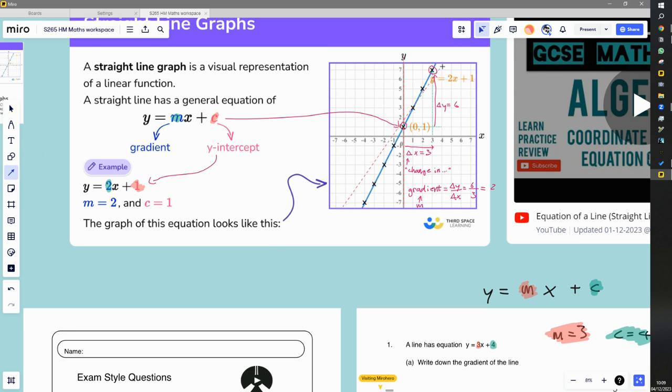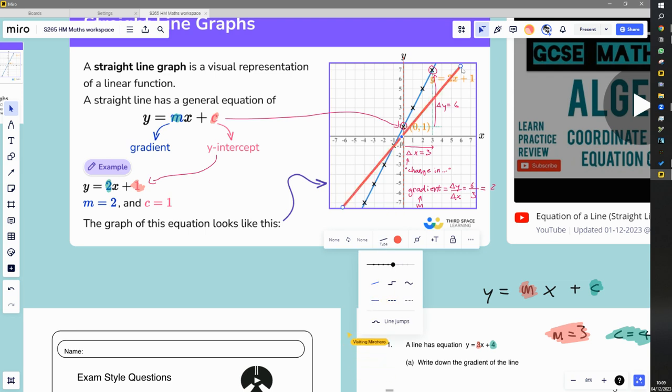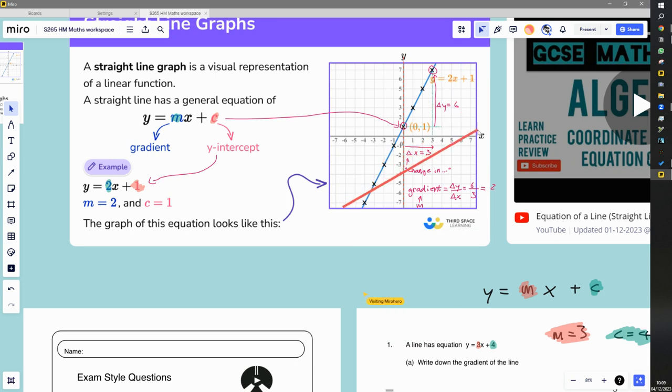So let's imagine I'll draw a line. I don't want it to be dotted now, really, do I? And I'll make it a little bit thicker so we can see it more easily. So this is not a very steep line. This is a very steep line. A gradient like this would be very, very low. A gradient like this would be very, very high.